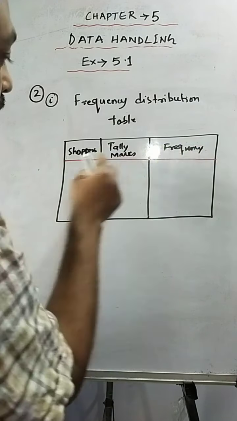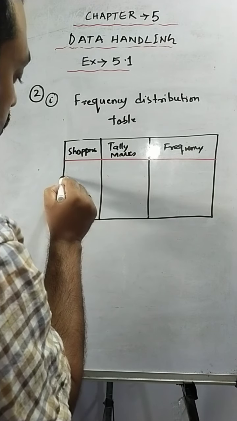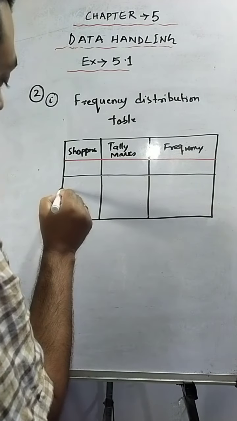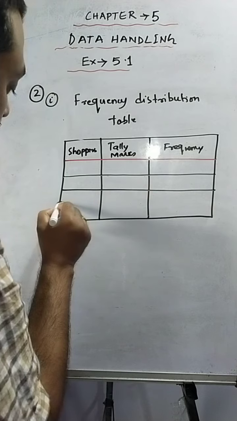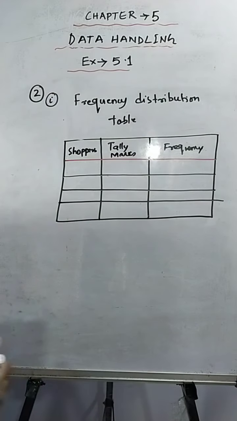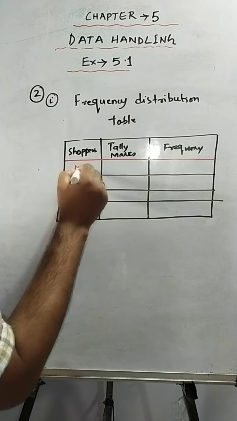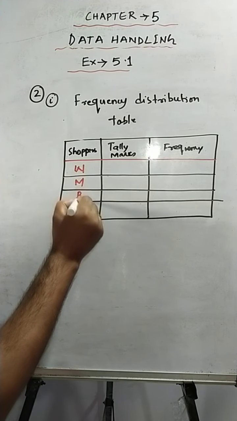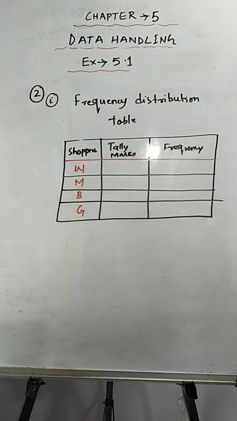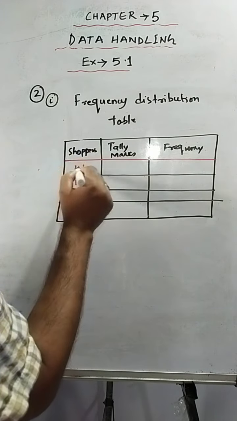So the first part is a variable, but these 2 columns will be the same for all frequency distribution tables. Now we have 4 types of groups, so we'll divide this box into another 4 parts. We'll consider the first part as W, then M, then B, and then G, because we have 4 types of shoppers. Now how many W's are there? You have to count it. If you count carefully, you will get 28 shoppers, 28 women.